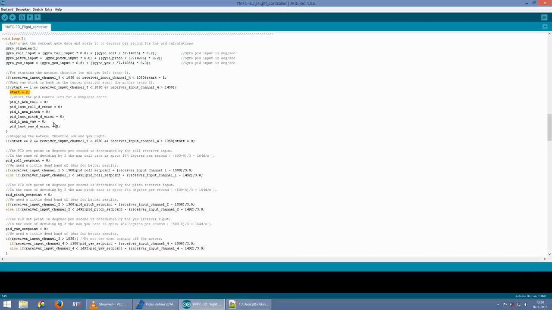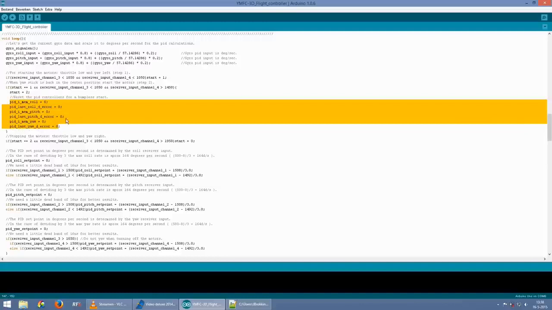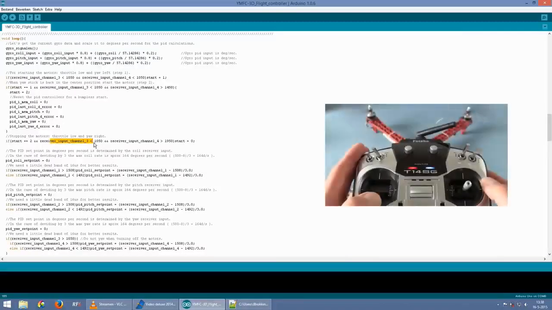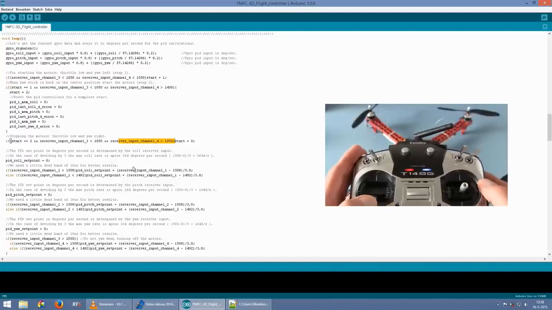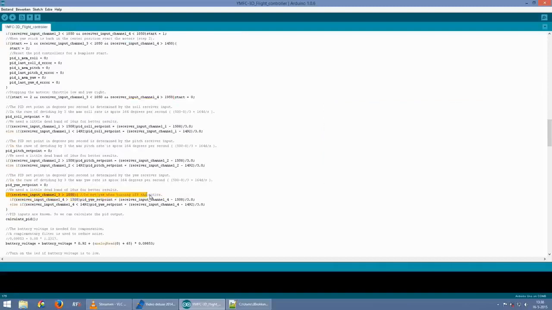Now to make sure we get a bumpless start, these lines reset the memory of the I and D controllers. Now to turn the multicopter off, the start variable needs to be set back to 0. This can be done by lowering the throttle stick to the lowest position with the joystick in the right corner. To prevent the multicopter from yawing while turning the motors off, the yaw receiver input is disabled when the throttle stick is in the lowest position.